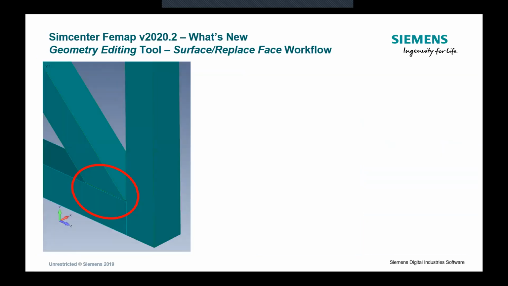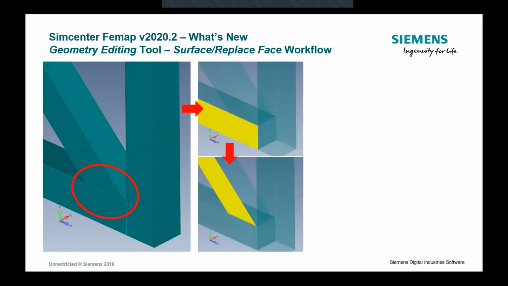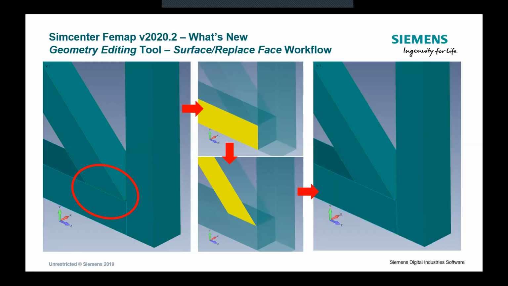Another thing you could do here is, let's just say you have solids that are slightly different thickness. You could pick the destination surface, then pick a surface on the other solid, and it's just going to extend that out to here.